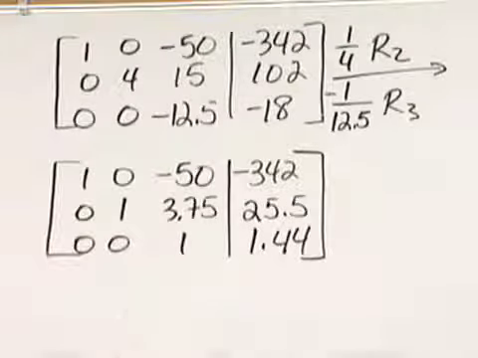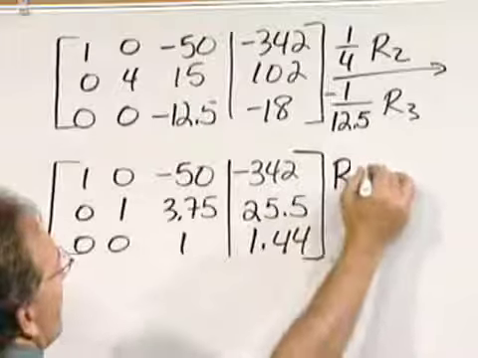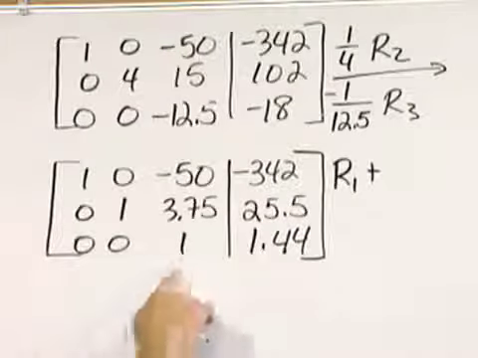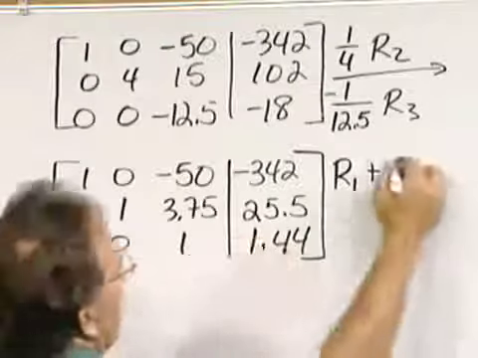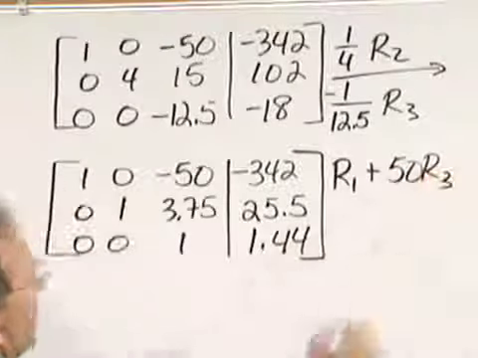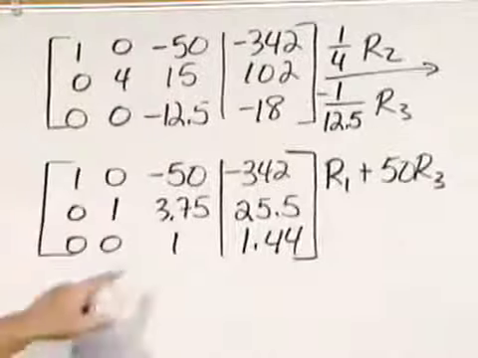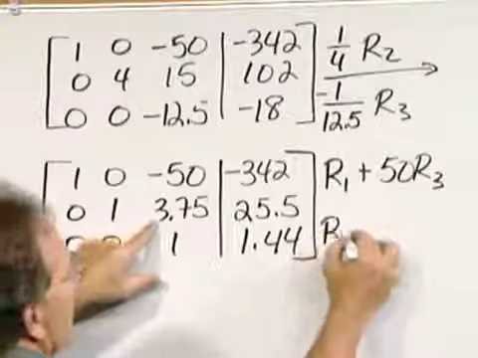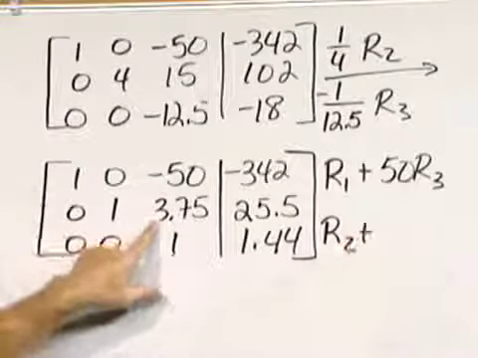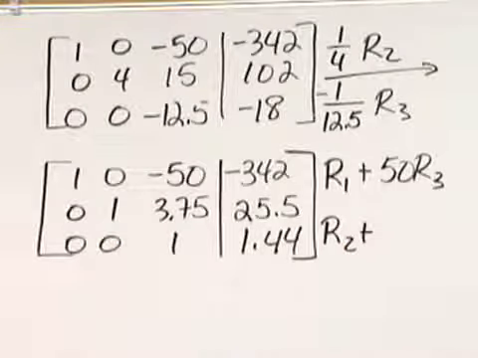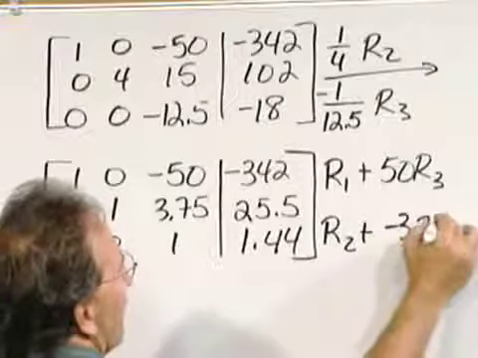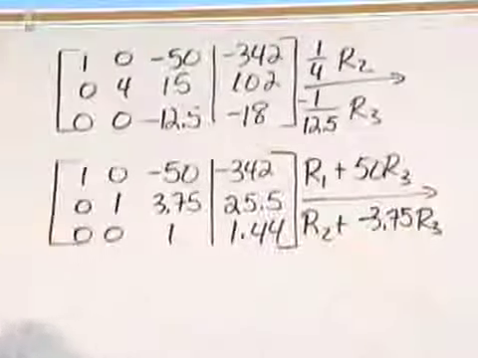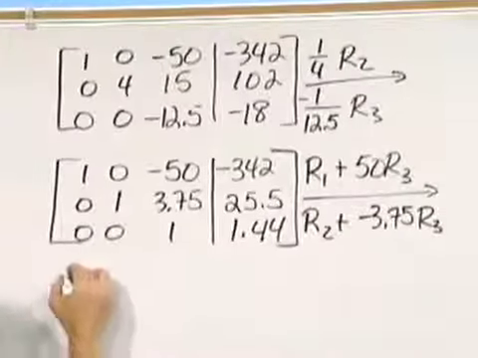Next, what we're going to do is to get a 0 in this position and a 0 in this position. We do that by taking row number 1 and adding to that 50 times row number 3. To get a 0 in this position, we're going to take row number 2 and then add to that negative 3.75 of row number 3. So that operation yields the following matrix.